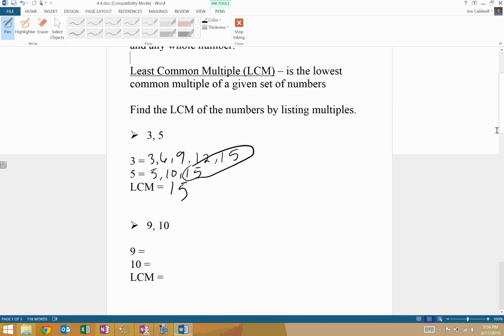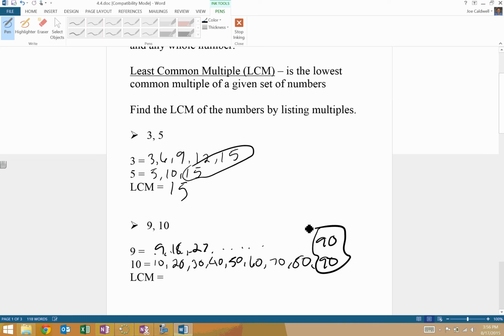I like to start with the bigger number first and then think in my head if anything can go into that. So I think, okay, 10, nah, 9 can't go into that. 20, no. 30, no. 40, no. 50, 60, 70, 80, you're probably getting the idea. 90. If you want to list a few, 9, 18, 27, we'll know 9 times 10 is 90. So our least common multiple is going to be 90 in this case. That's an example of listing them out.